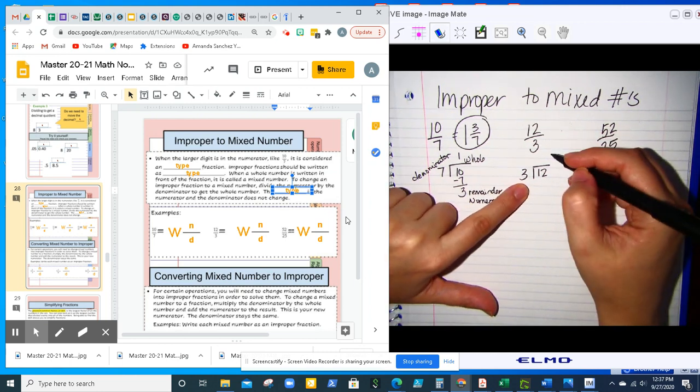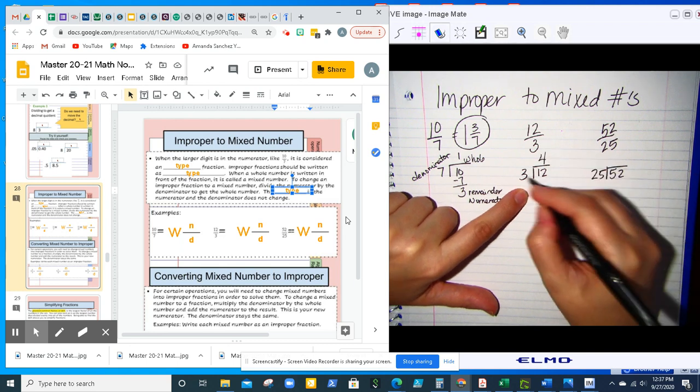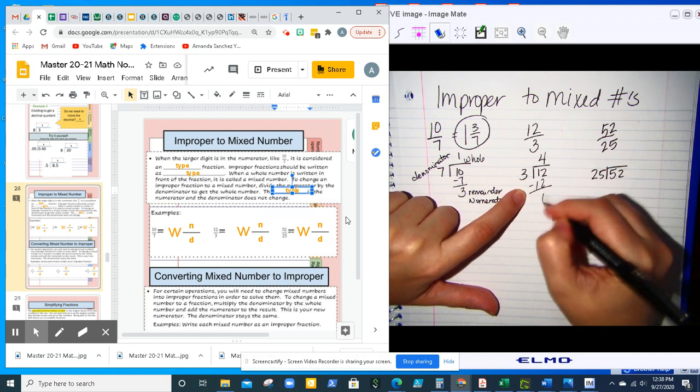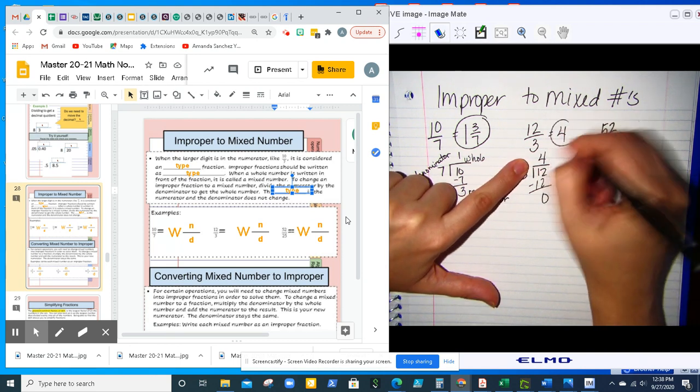12 over 3. So 12 divided by 3, 3 can go into 12 4 times. So 3 times 4 is 12, and we have no remainder. So 12 thirds is equal to 4 wholes.